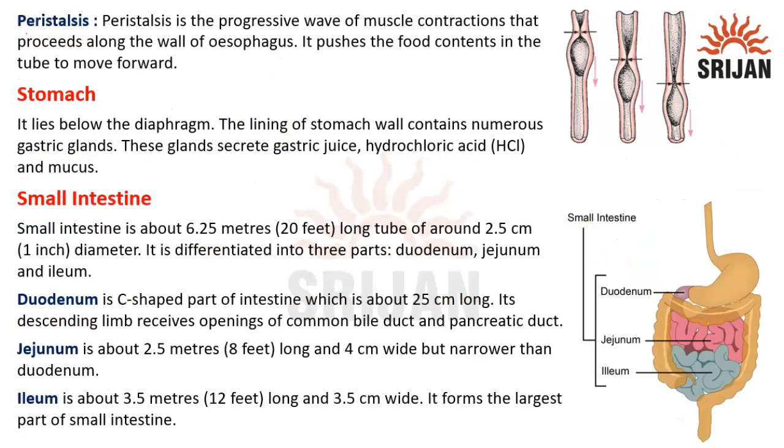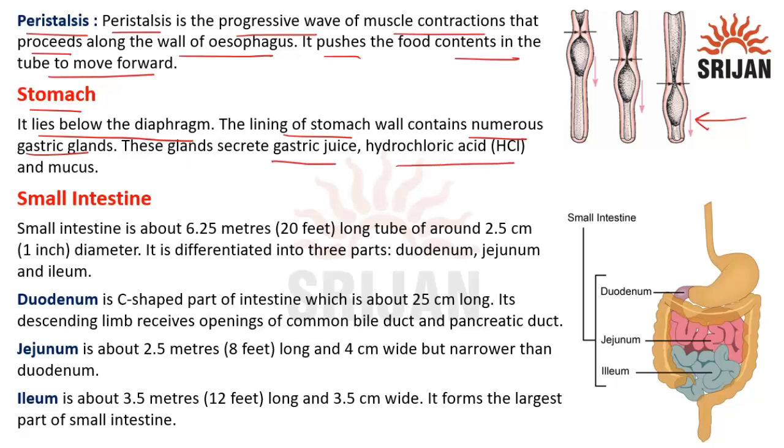So here we will see peristalsis or the peristaltic movement. Peristalsis is the progressive wave of muscle contractions that proceeds along the wall of the esophagus. It pushes the food contents in the tube to move forward. So here in the diagram we can see the peristaltic movement. Then stomach. It lies below the diaphragm. The lining of the stomach wall contains numerous gastric glands. These glands secrete gastric juice, hydrochloric acid or HCl, and mucus.